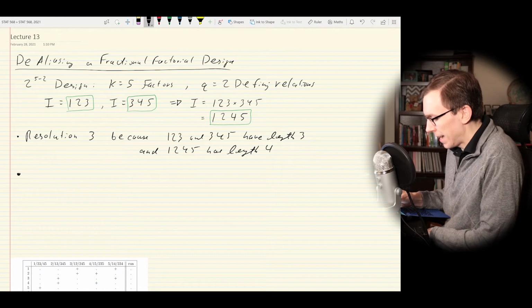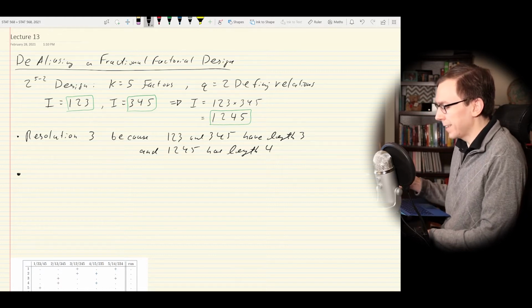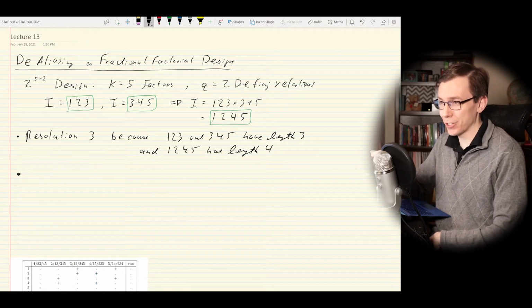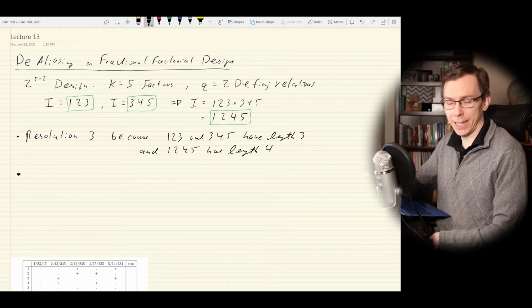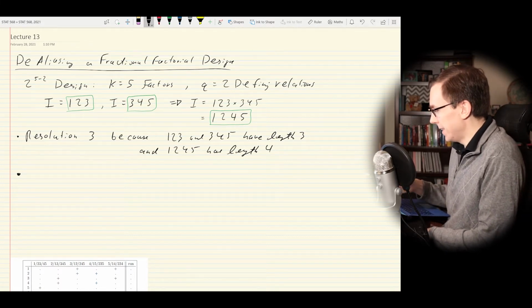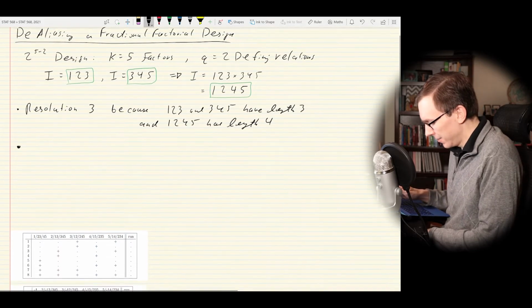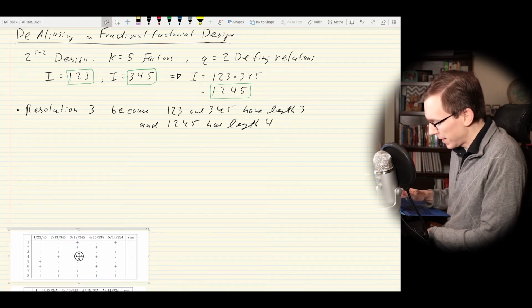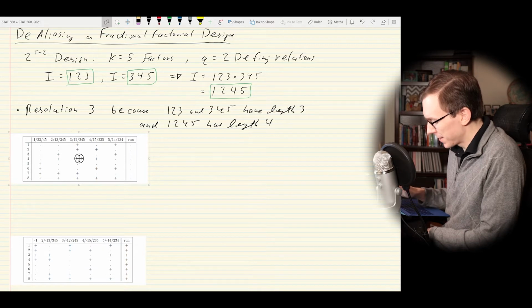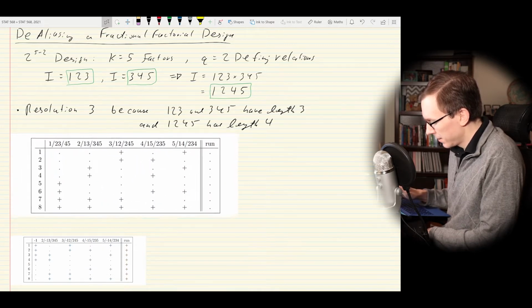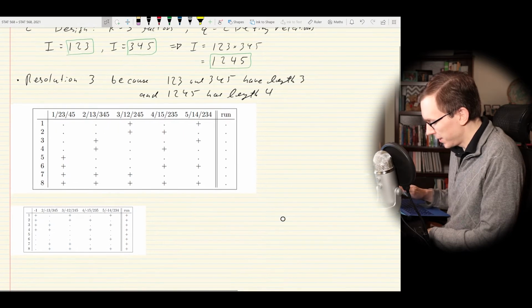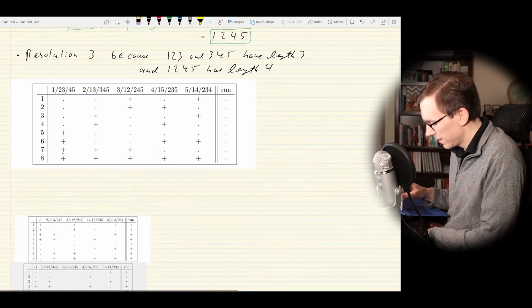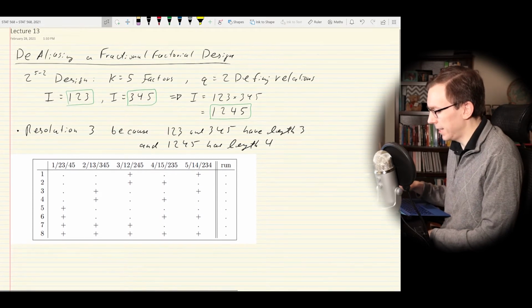So last time we said that a design is called clear if all of the main effects and the two-way interactions are not aliased with other main or two-way interactions. So in this design, we can actually look at it down here. Actually, why don't I bring this back up? We'll bring the first guy up here. So this is what our design looks like. Make that bigger, and we can get this one away because we're not discussing it yet. Okay, so this is what our design looks like here.